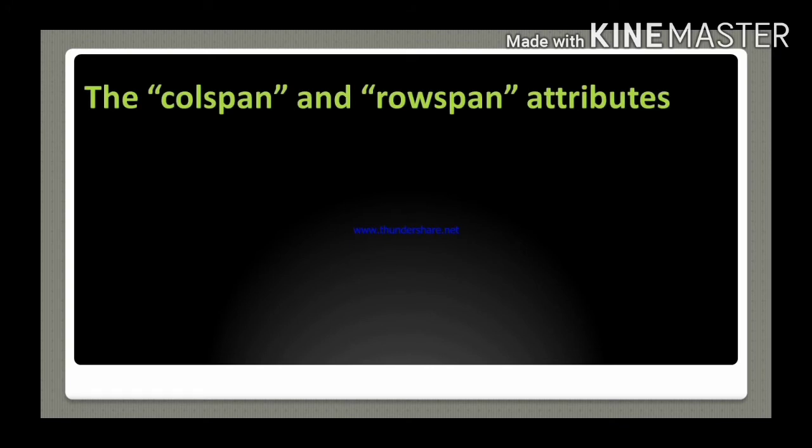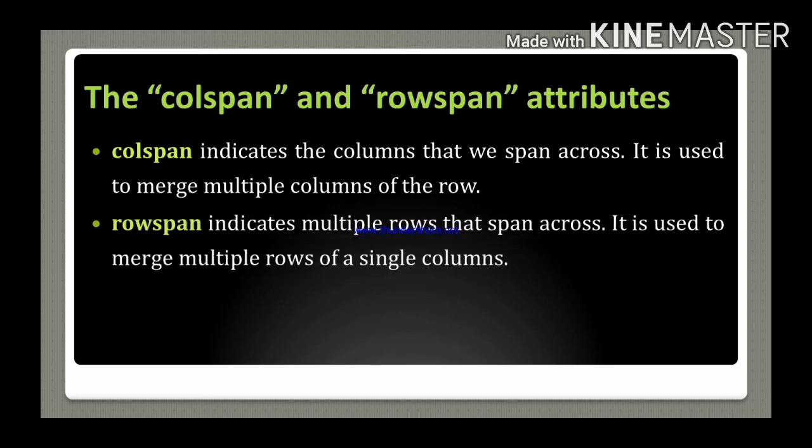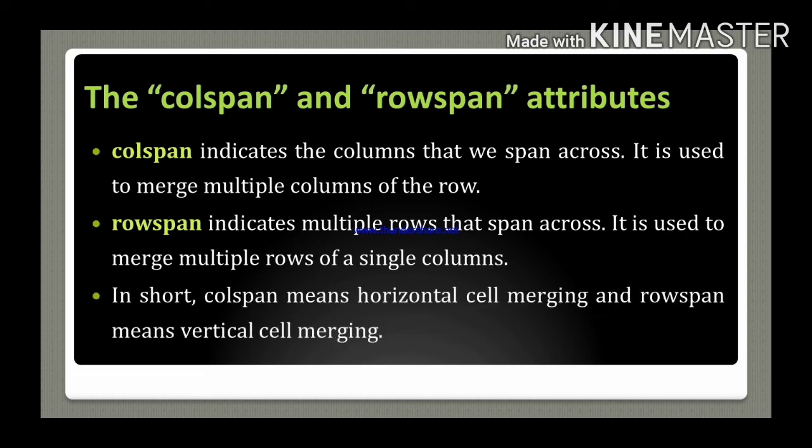These are the two major attributes of th and td, that is colspan and rowspan. Colspan indicates the columns that we span across, that is, it is used to merge multiple columns of the row. And rowspan indicates the multiple rows that we span across, means it is used to merge multiple rows in a single column. In short, colspan means horizontal cell merging and rowspan means vertical cell merging.